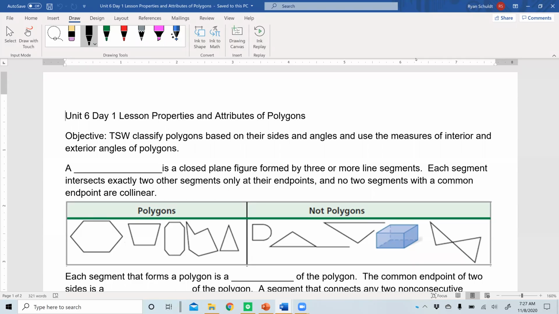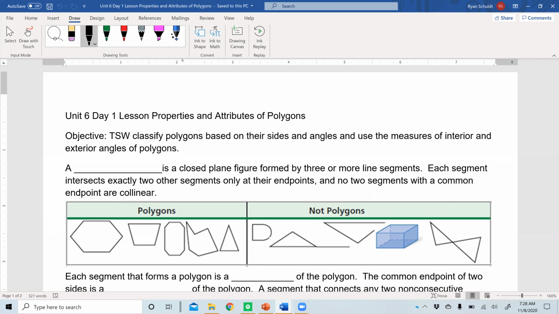Okay, so today we're going to be looking at Unit 6, Day 1. We're finally getting away from triangles. Praise the Lord. We're getting away from triangles to an extent. We're going to have to deal with them a little bit, but not like we were. So for this unit, we're going to look at polygons in general for today. And then the rest of the unit, we're going to just look at parallelograms. But let's get through today first.